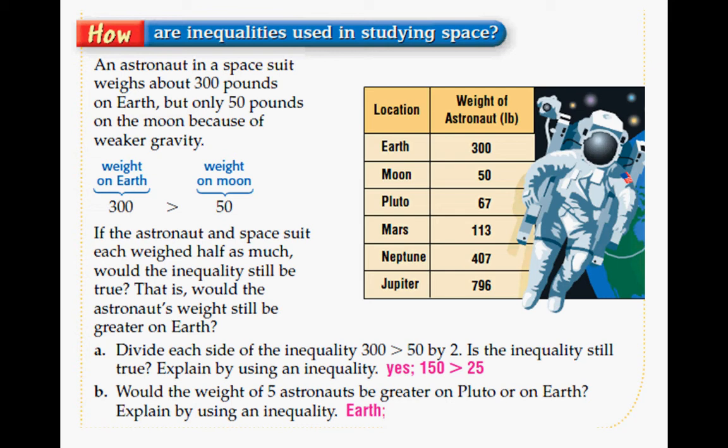And explain using an inequality, it would have 150 is greater than 25. Would the weight of 5 astronauts be greater on Pluto or on Earth? So if you multiplied both sides by 5, Earth would be 1500 and Pluto would be a little over 300 or 400, then Earth would still be the greater weight. And explain using an inequality. It would be 300 is greater than 67, therefore 5 times 300 is greater than 5 times 67.